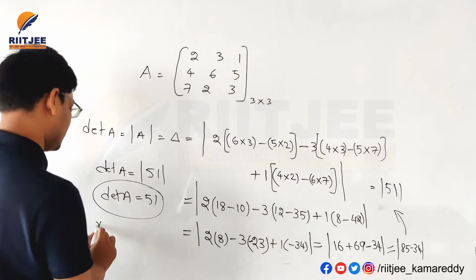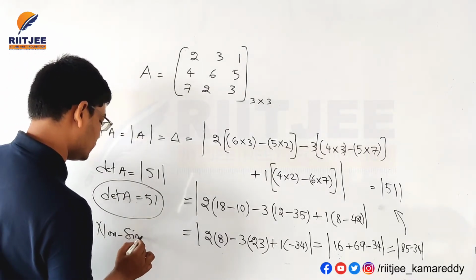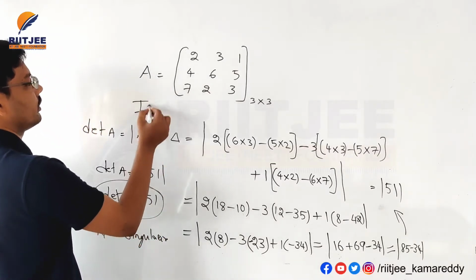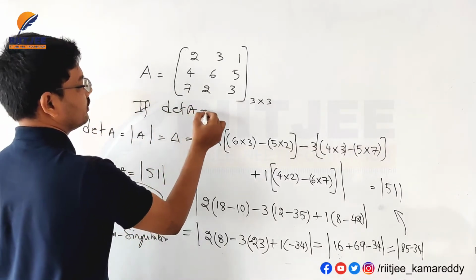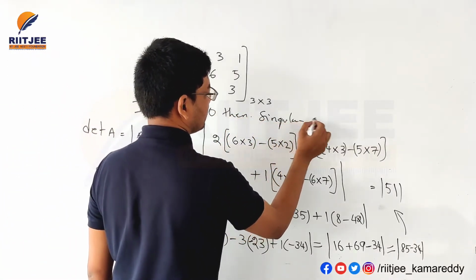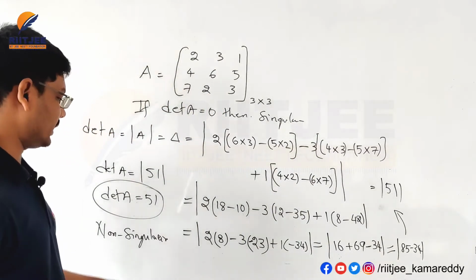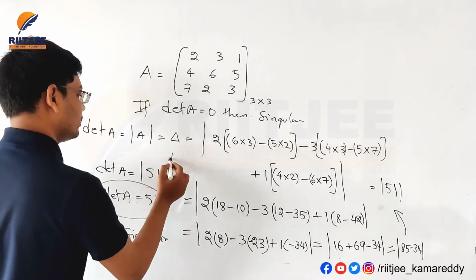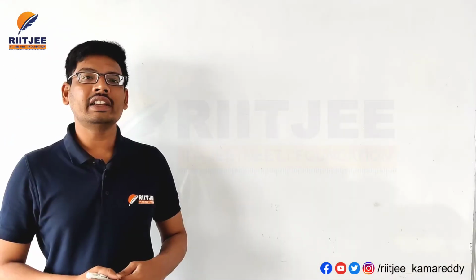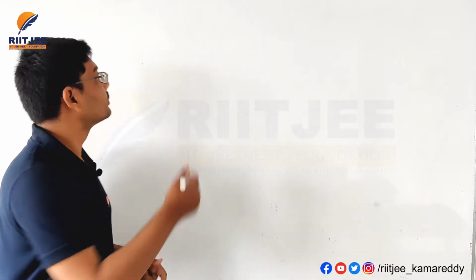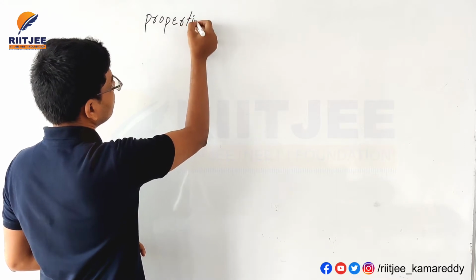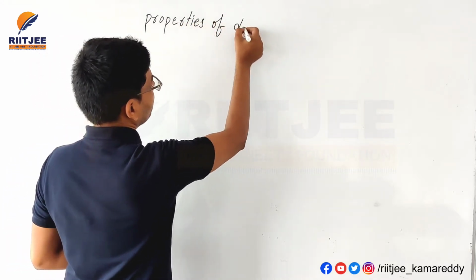This is non-singular. Why? Because if det A is equal to 0, then it is called a singular matrix. Here we got det A not equal to 0, so it is non-singular. So let us discuss the properties of determinants.